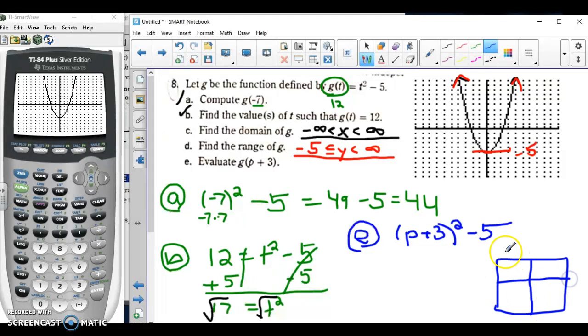All right, we've got to figure out what p plus 3 squared is. So we have a p and a 3, and a p and a 3. So p times p gives us our p squared. Okay, we have 3p.